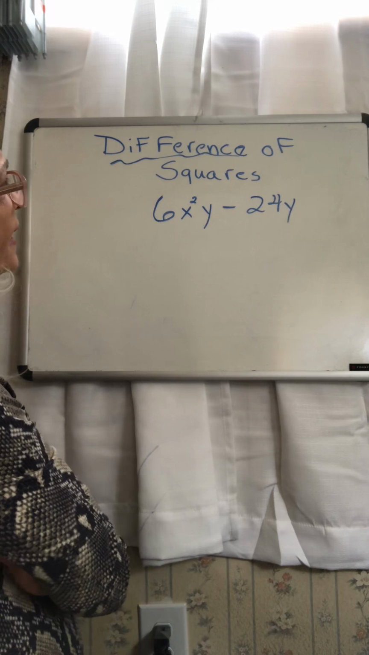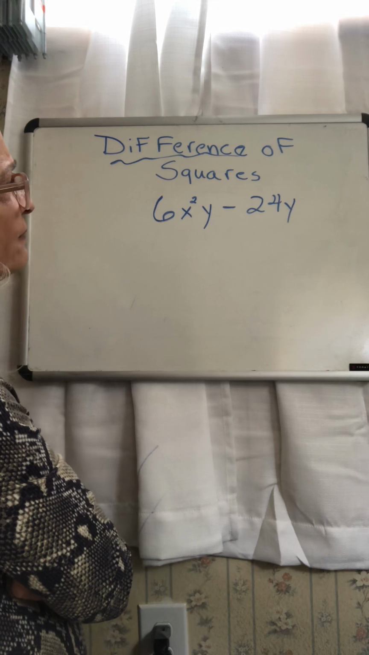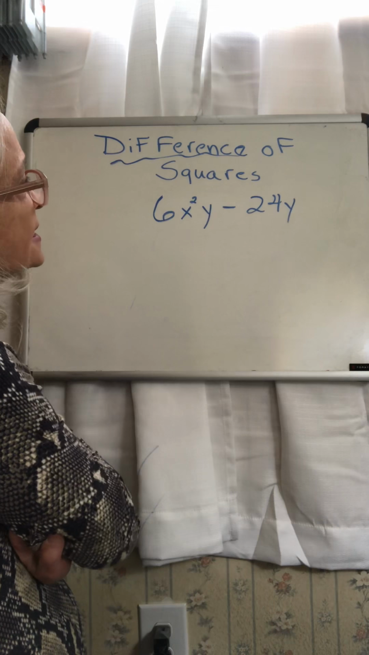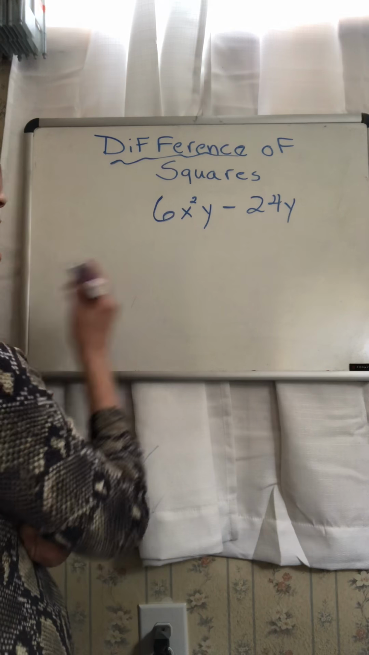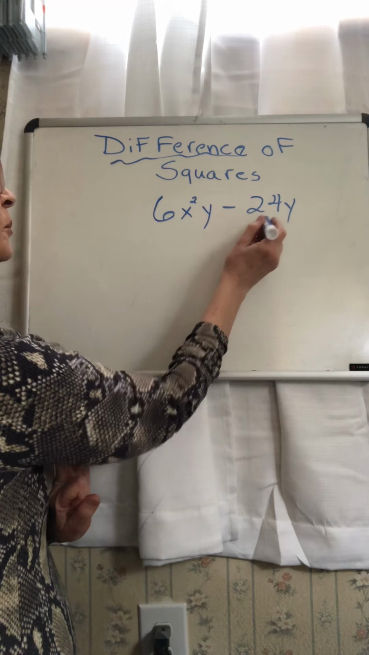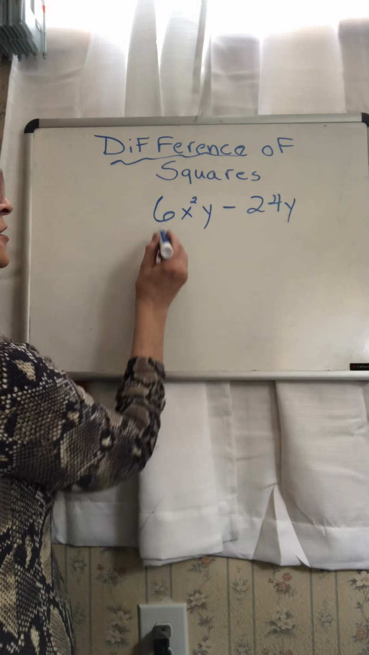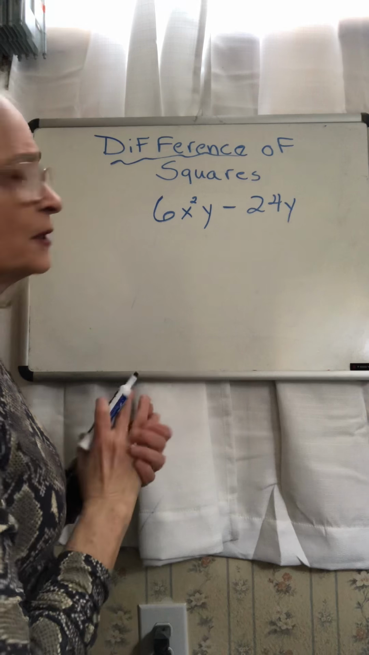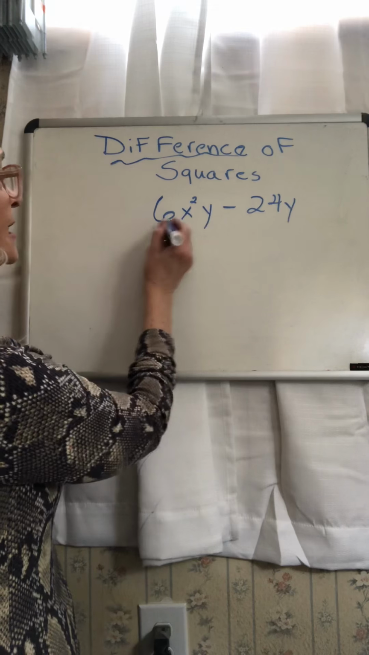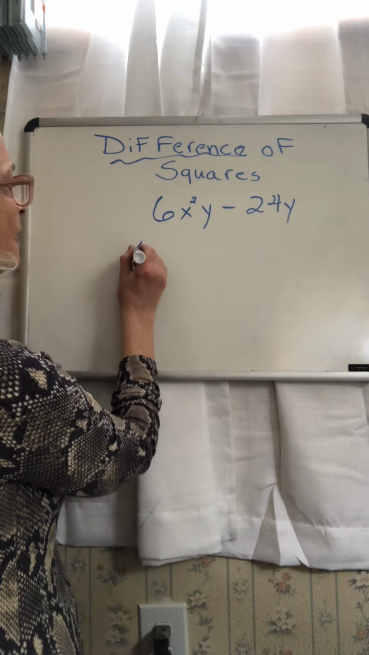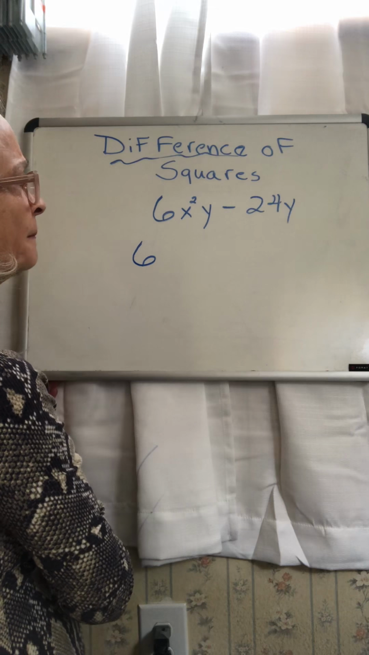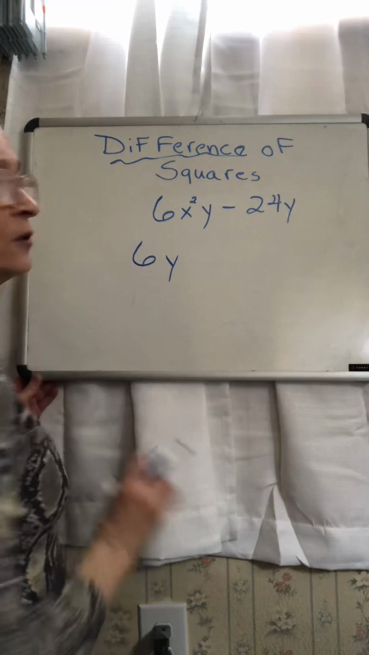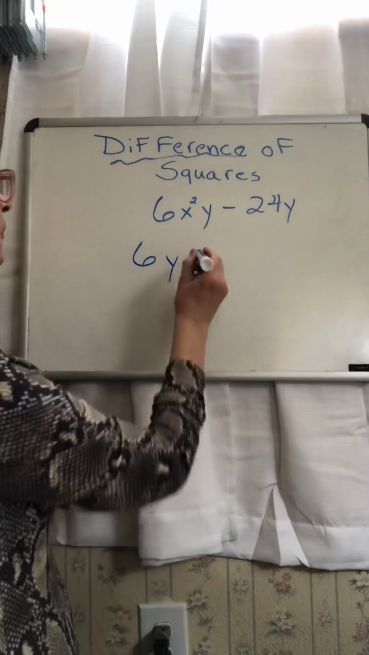So when you have a situation like this where you have a binomial and you're wondering, is there a perfect square hidden in there? What you do is you pull out common factors if there are some. If there aren't any, then it's probably not going to be a perfect square. So 6, of course, is a greatest common factor. And y is also a common factor. So we're going to pull out the 6y. And then we'll make a parenthesis.